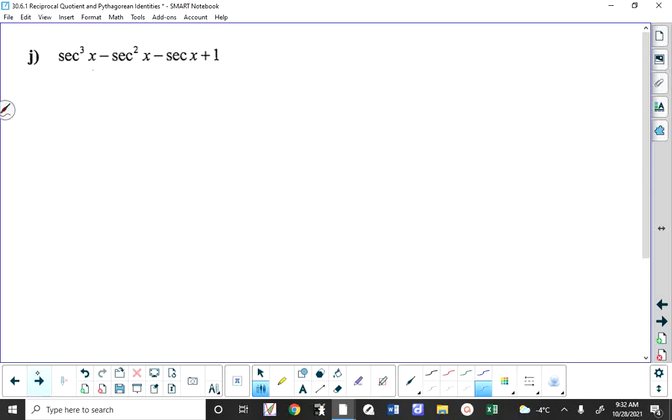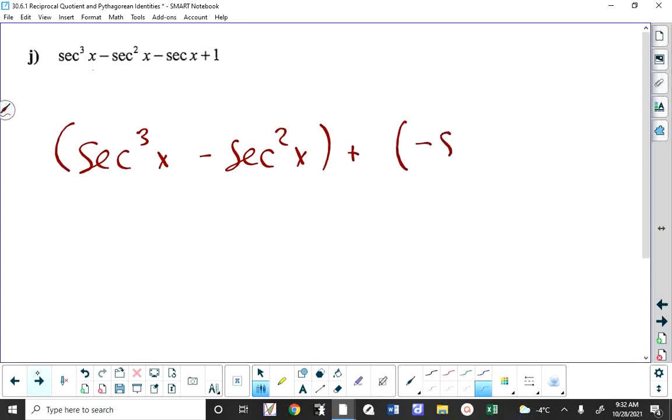So I am going to group these and rewrite it as secant cubed of x minus secant squared of x plus negative secant of x plus 1. And I know factoring by grouping is taught to you in grade 10, but it's one of those things that's kind of taught to you and it flutters to the ground and you don't even pick it up again until you have to, say in this course.